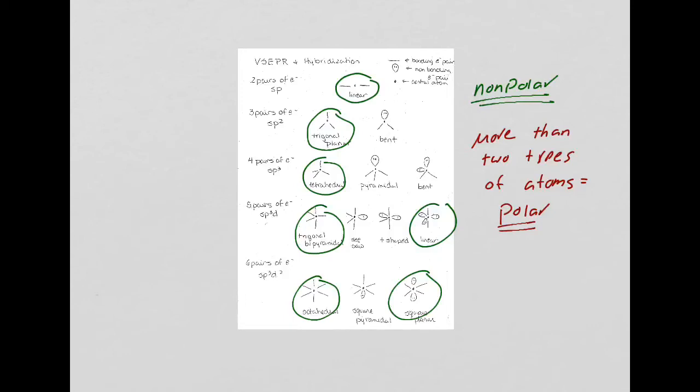So far so good. If you have more than two types, nobody can cancel each other out. There are three different electronegativity values fighting each other. It will always be polar. If you only have two types of atoms, the geometries that I circled are the ones where the dipoles will be able to cancel each other out. Hopefully you understood the concept, but this is also the shortcut.